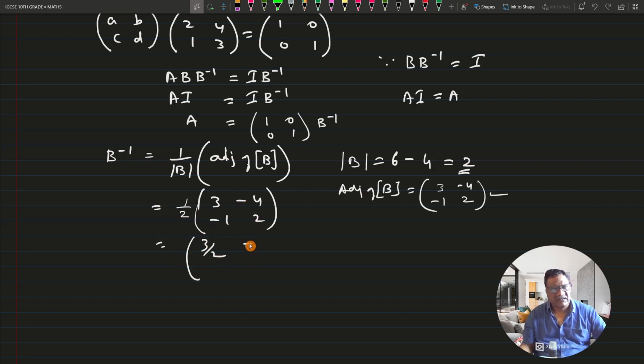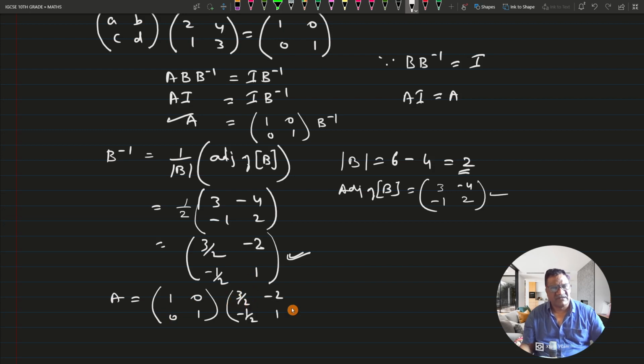This is minus 4 by 2, that is minus 2. This is minus 1 by 2. And this is 2 by 2, that is 1. Okay. Now this is my B inverse. Now, if I want to find out this A, so A will be equal to this identity matrix 1, 0, 0, 1 times B inverse. B inverse is 3 by 2, minus 2, minus half and a 1. Okay. So if you multiply this out, you should get the same thing.